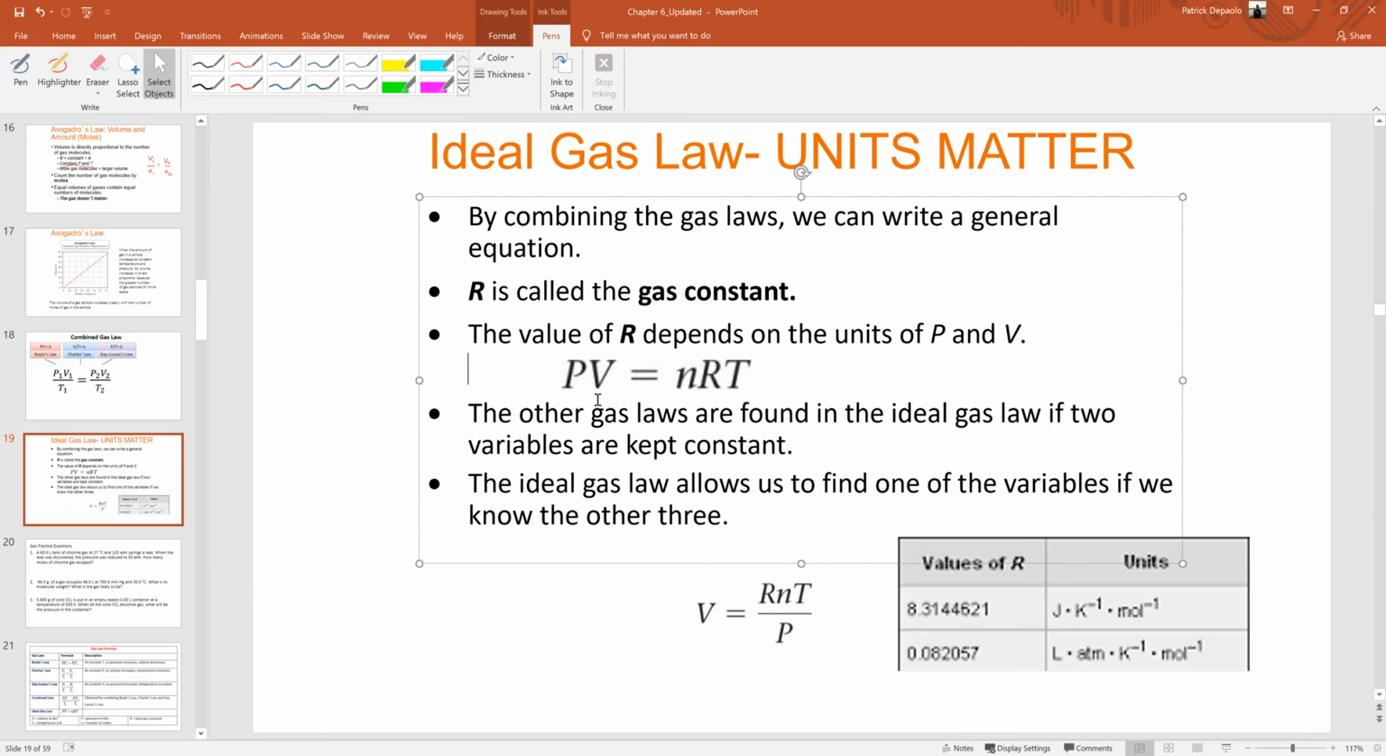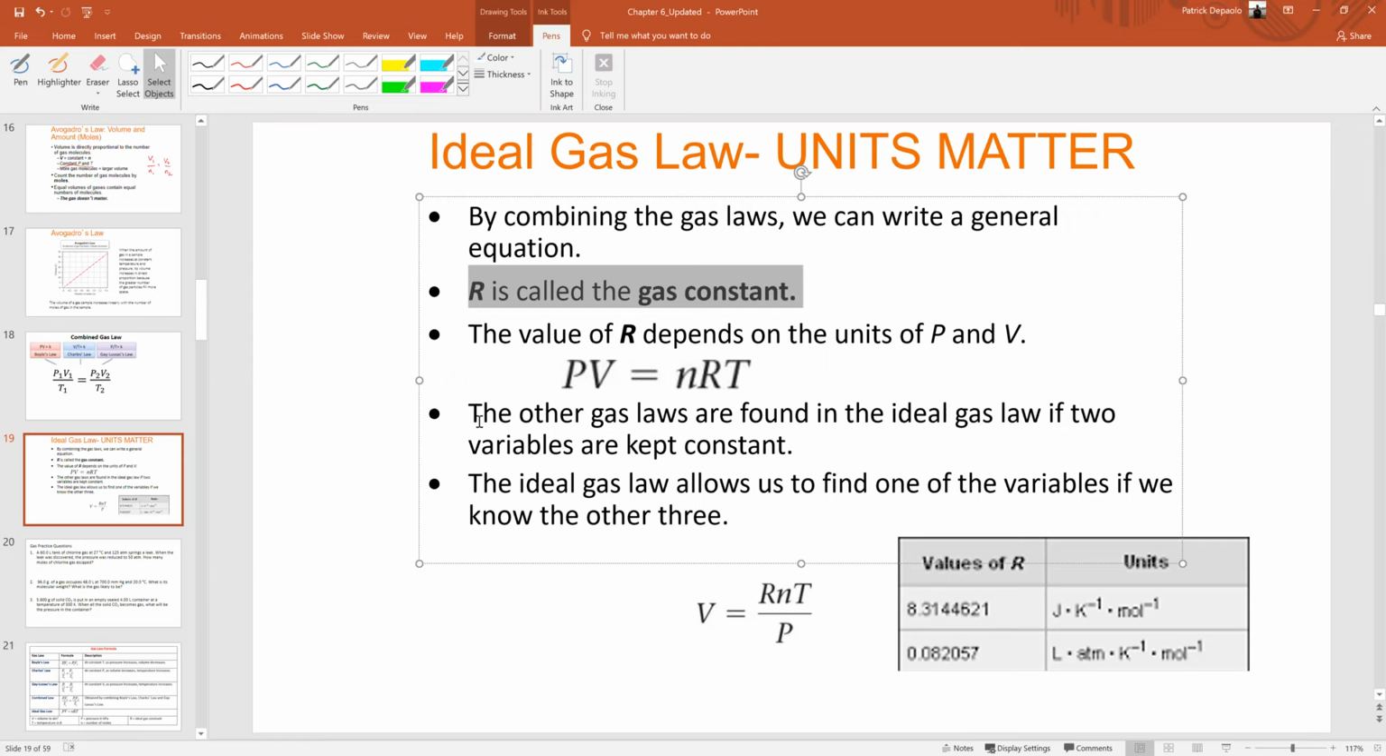But basically, you have something different here. We know what P is. We know what V is. n is the number of moles. T is temperature in Kelvin. R is called the ideal gas constant, or the gas constant. And it depends on the units of P and V, and also T and n. It depends on the units of everything else.